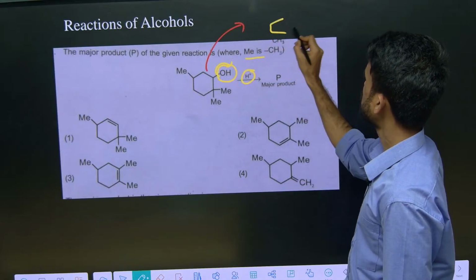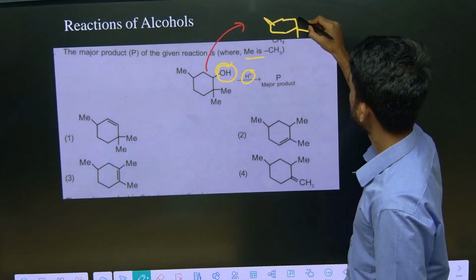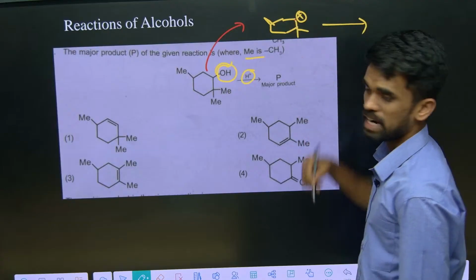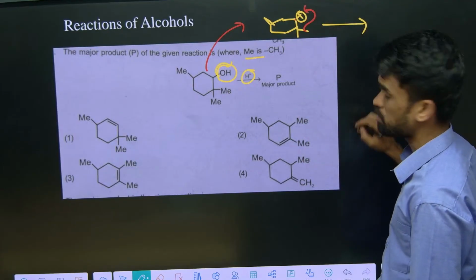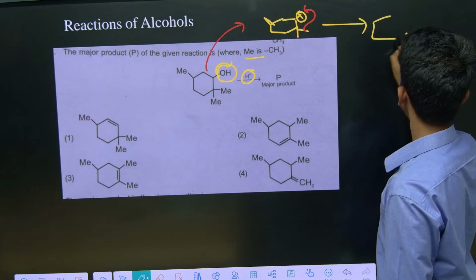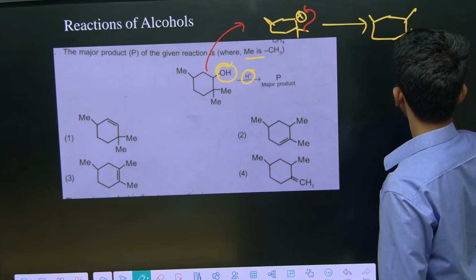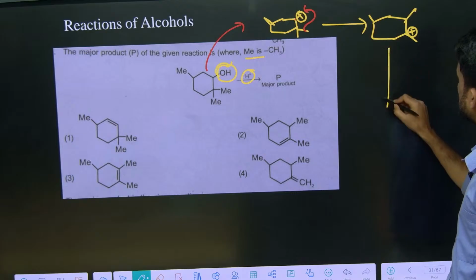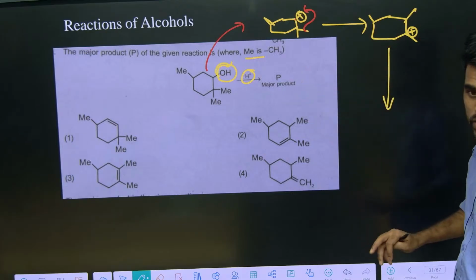So we will get a positive charge over here. See, this positively charged carbon is a secondary carbon now. So now what happens, this methyl group migration takes place and gives you a positive charge like this, right? So now what happens next, this is a positively charged carbon now, so there are no other reagents here.